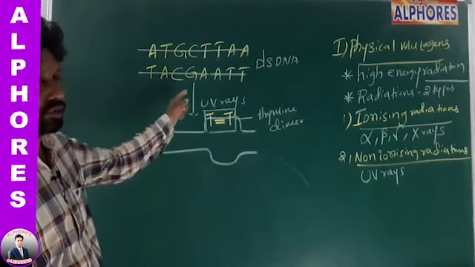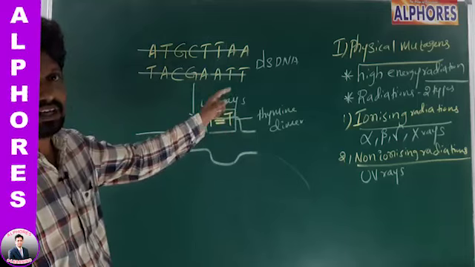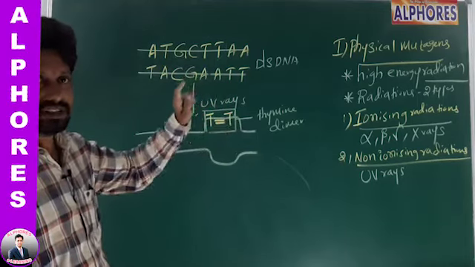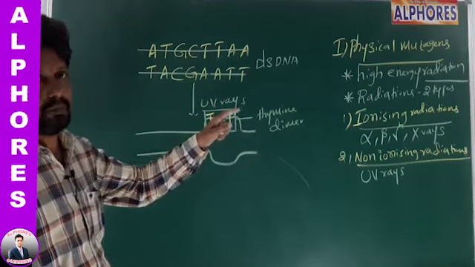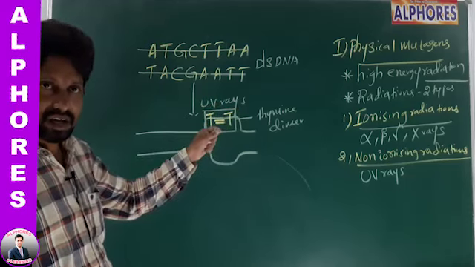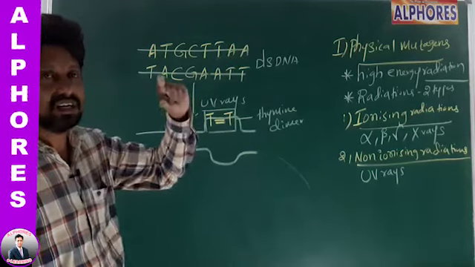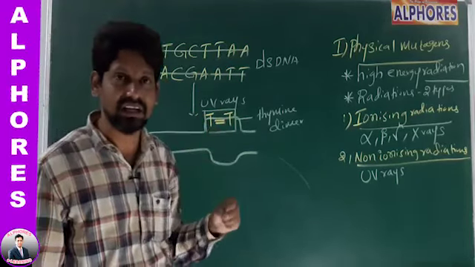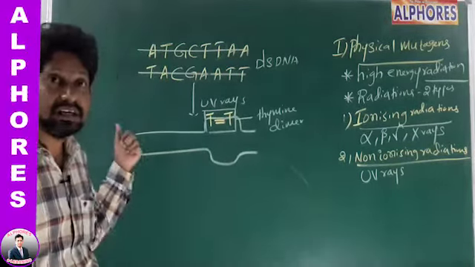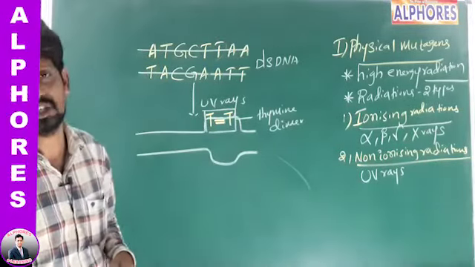Therefore, when exposed to UV rays, what are formed? Thymine dimers are formed. It means thymines of the same strand form bonds. Due to the formation of thymine dimers, the double-stranded DNA bends. Due to this bending, what happens? It leads to mistakes during the replication process.